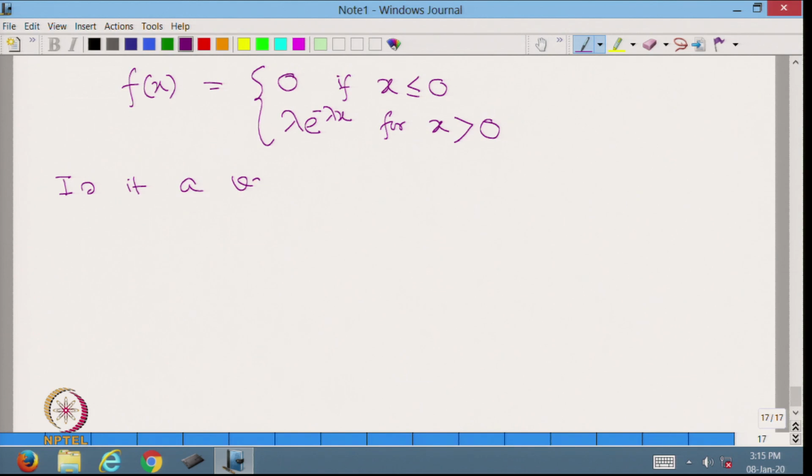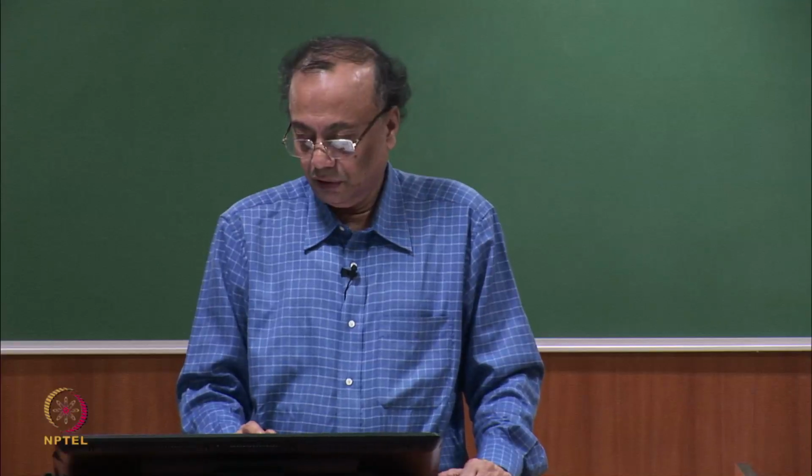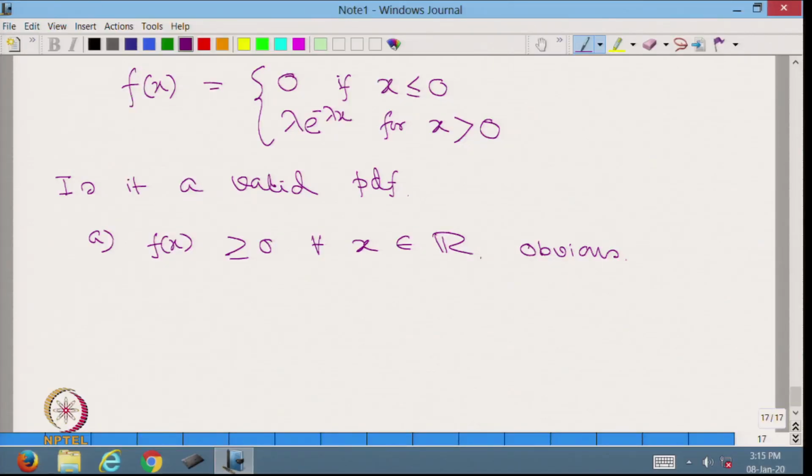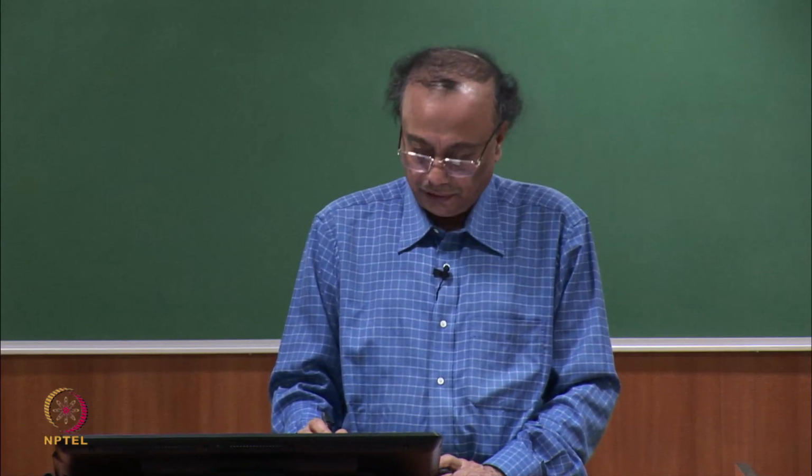Is it a valid PDF? A: f(x) is greater than or equal to 0 for all x belonging to R. This is obvious, because when x is greater than 0 and lambda is positive, lambda times e to the power minus lambda x will always remain positive. Next, we need to check whether this integrates to 1 or not.